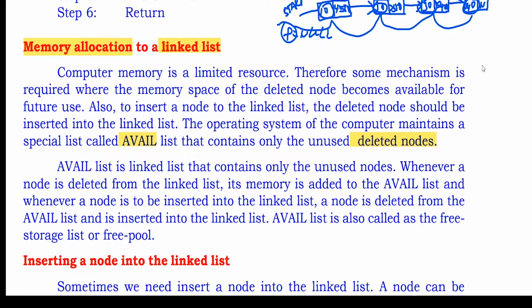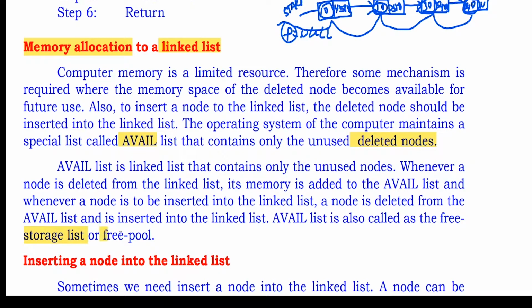That is, the operating system forms a list called the availability list, or avail list. The avail list is a linked list that contains only unused nodes. Whenever a node is deleted from the linked list, its memory is added to the availability list. And whenever a node is to be inserted into the linked list, a node is deleted from the availability list and inserted into the linked list. The avail list is also called a free storage list or free pool.